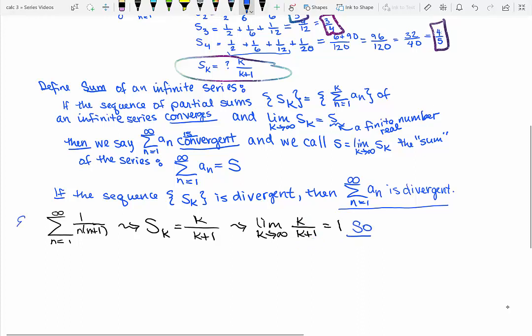Therefore, in our example, I'm going to say that the sum of the infinite series, if I added up all the terms, will equal 1. Let's investigate that on Desmos and see if that's what we observe.